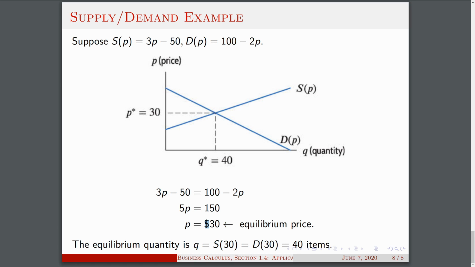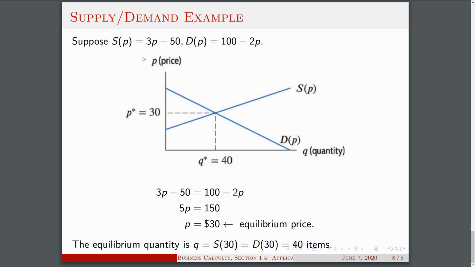And then how do I know that the dollar sign goes here? Well, I just look at what I found. I found a value of p. What was p? p was a price. How do we measure price? We measure it in dollars. So that's how I know to put a dollar sign there. And just as a little note, that is the equilibrium price. You might also be asked for the equilibrium quantity. So that's the actual value of the function when you put in that price. If we put in 30 for the supply function, 3 times 30 is 90, minus 50 is 40. Also 100 minus 2 times 30 is 100 minus 60, which is also 40.